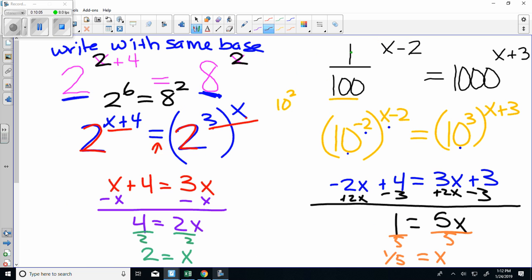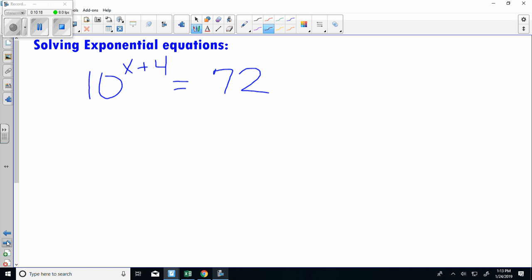When you have problems like this one here, you could do that with this as well, but changing the base to 2 on this is probably the easier way to go. So we'll look at some problems where that's not an option.